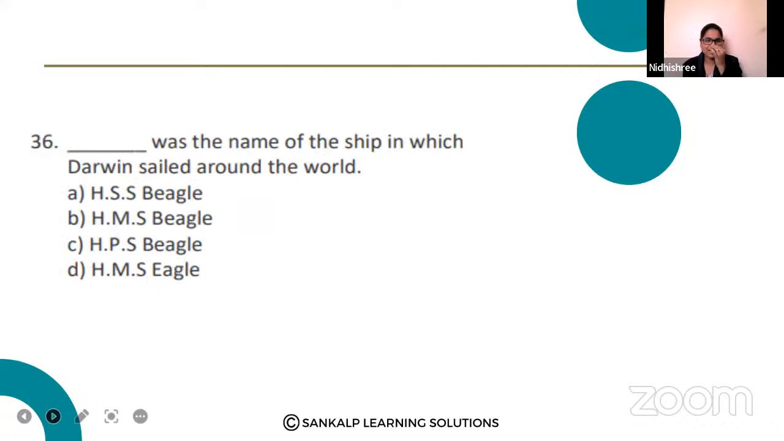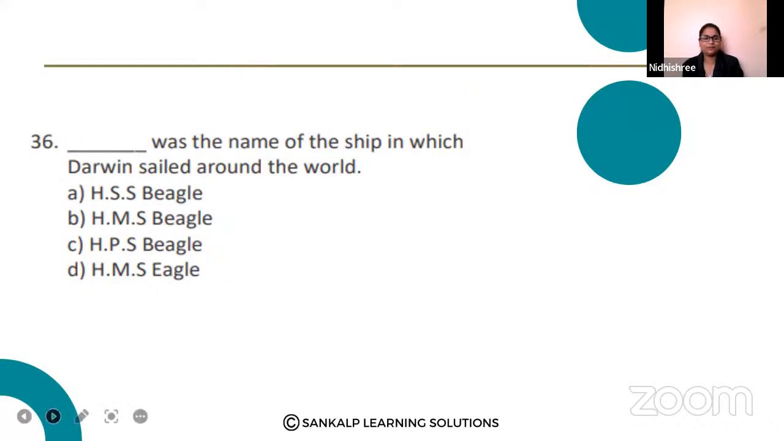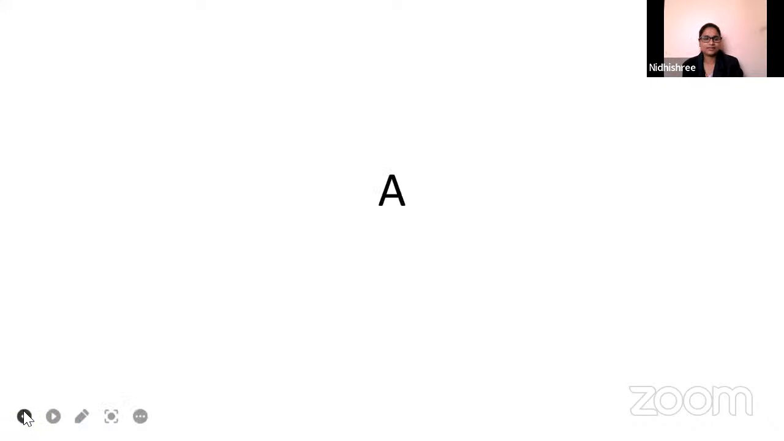The 36th question goes like this. Dash was the name of the ship in which Darwin sailed around the world. HSS Beagle, HMS Beagle, HPS Beagle, HMS Eagle. Supriya, Chaitra, Saundarya, HMS Beagle. Amruta, Jyoti, Deepthi, Prema, Nuhu Sayyad. Okay, option B, that is the right answer. HMS Beagle is the right answer.